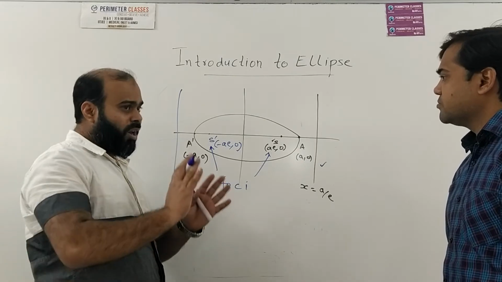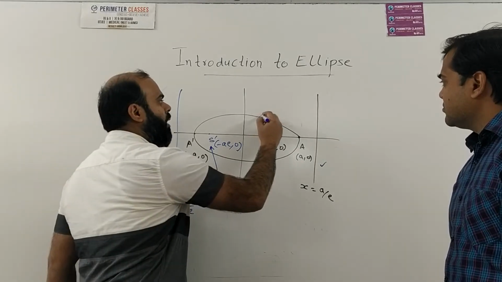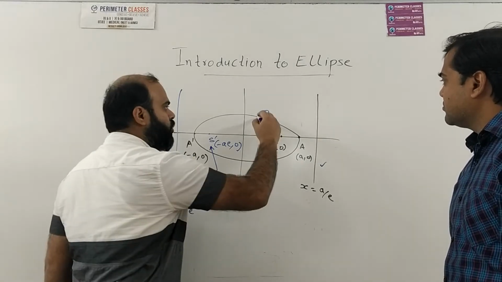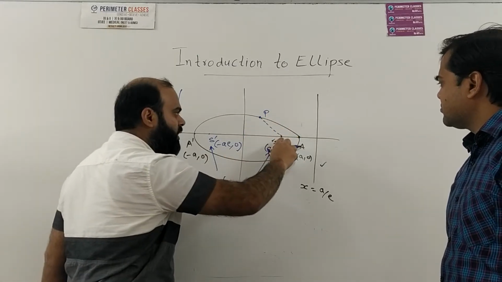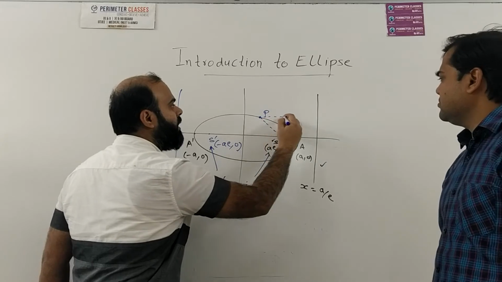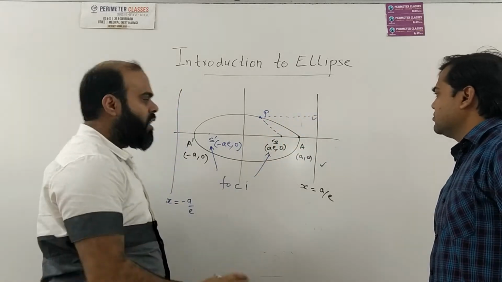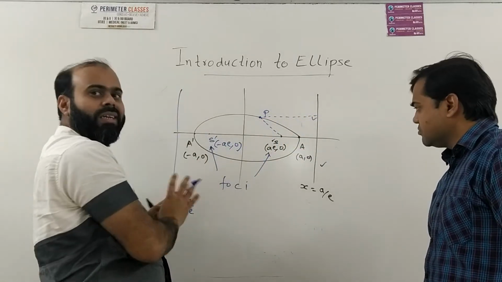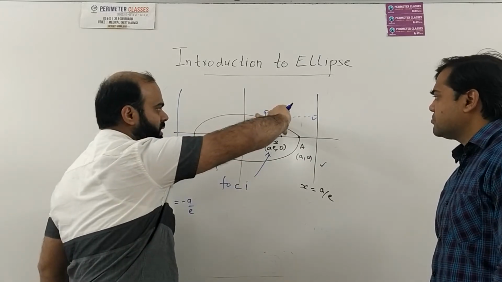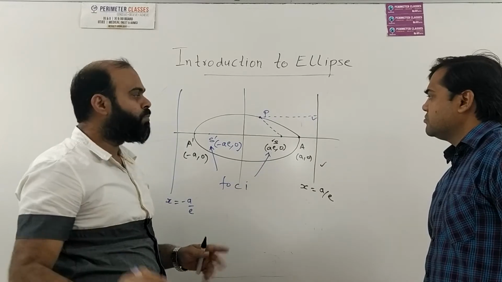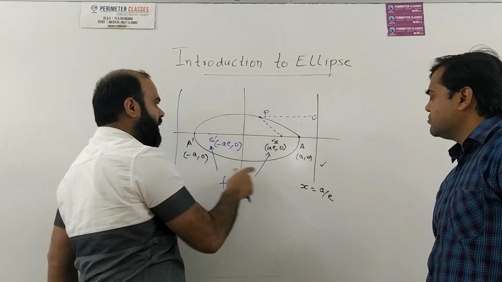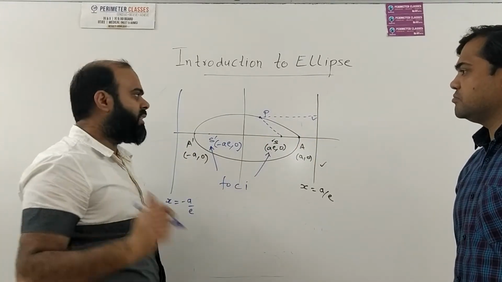But we have to always keep in mind that if we are taking a point, then the ratio of the distance of this point from this focus will have to be taken with the distance from this directrix. If we are taking this focus, then this directrix. We can't take this distance from the focus and this as the distance from the directrix. That would be wrong. So for this focus, this is the directrix. For this focus, this is the directrix.